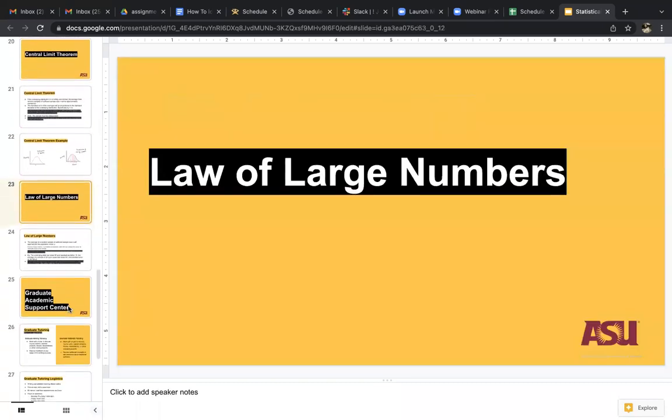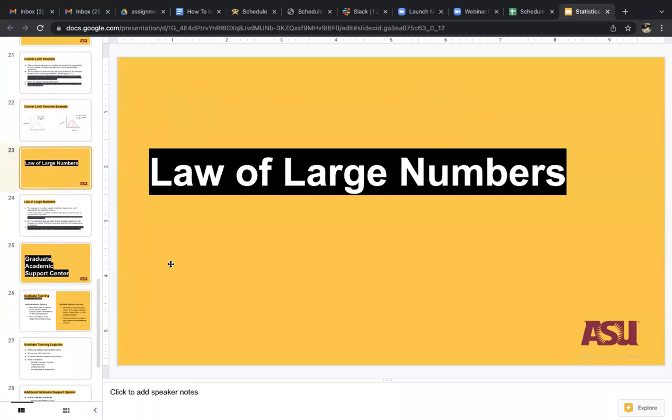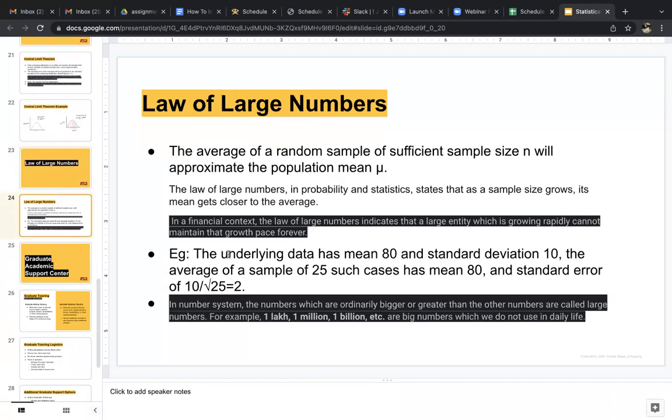So a very important concept is the law of large numbers. So, what are large numbers basically? And why do you need them? The average of a random sample of sufficient sample size n will approximate the population mean mu, right? So this is nothing but like the central limit theorem which we saw.